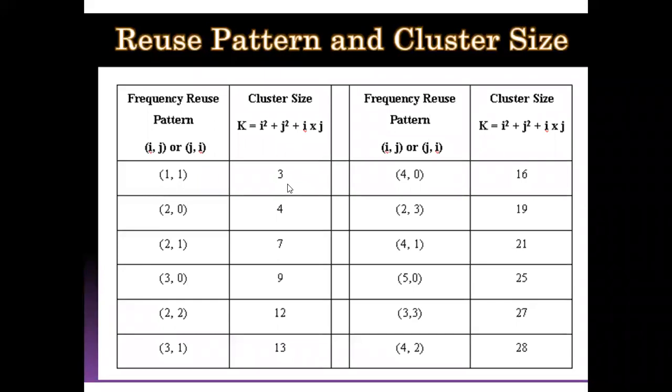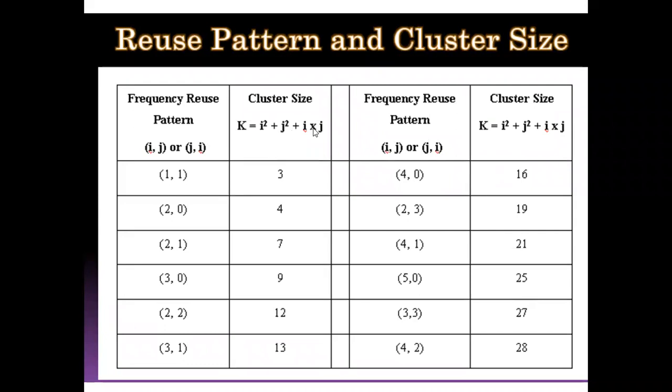If I take one example, I put 4 comma 0. 4 square is 16, plus j is 0, 0 square is 0, plus i into j, that is 4 into 0 is 0. So this will be your 16. Similarly, if I calculate for 2 comma 1, 2 square is 4 plus 1 square is 1.